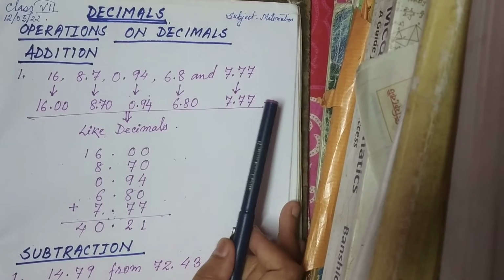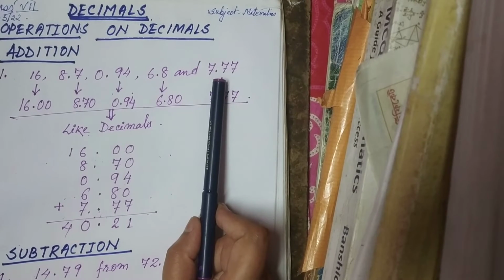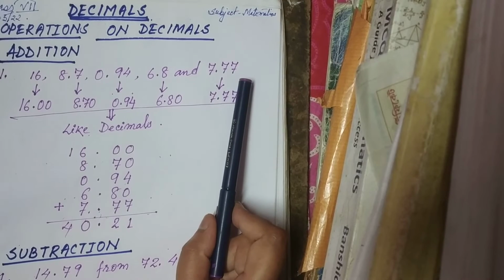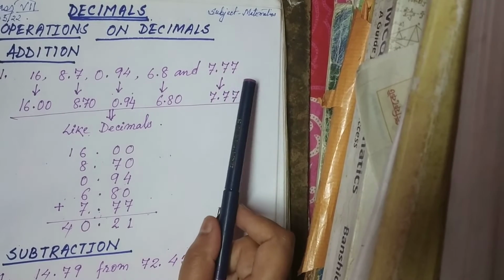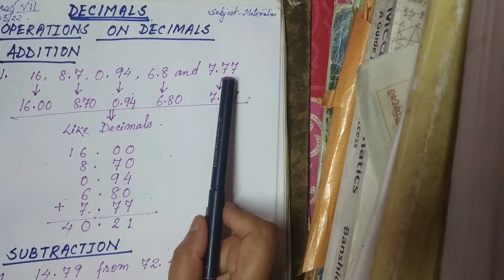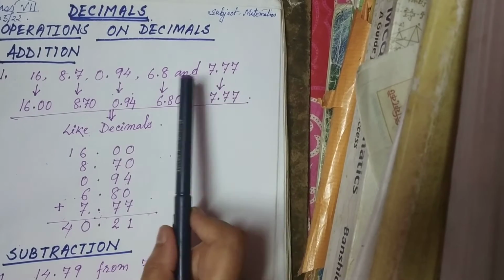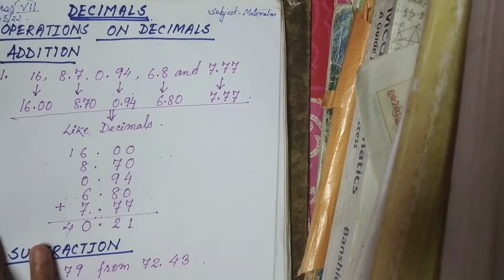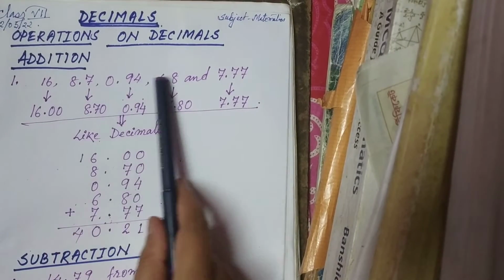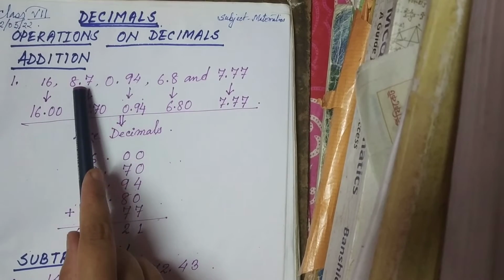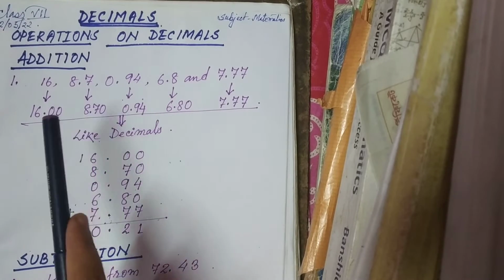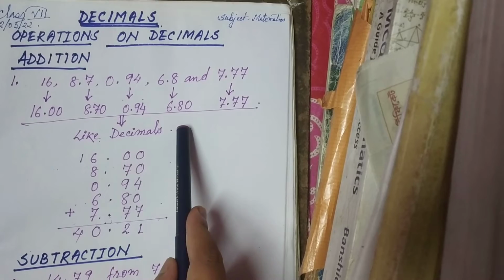In the same way, for the last number, after the decimal we can see two digits here. What are they? 7 and 7. So this is the highest number of digits after the decimal. So we will convert each of the numbers into like decimals. That means we will convert each of the decimal numbers into like decimals.